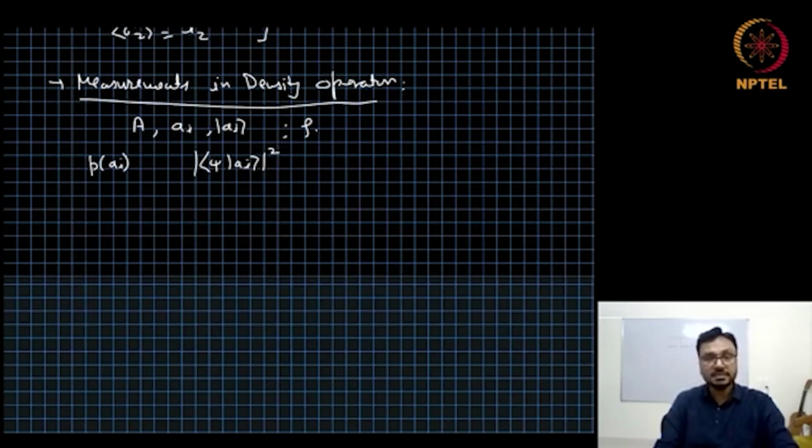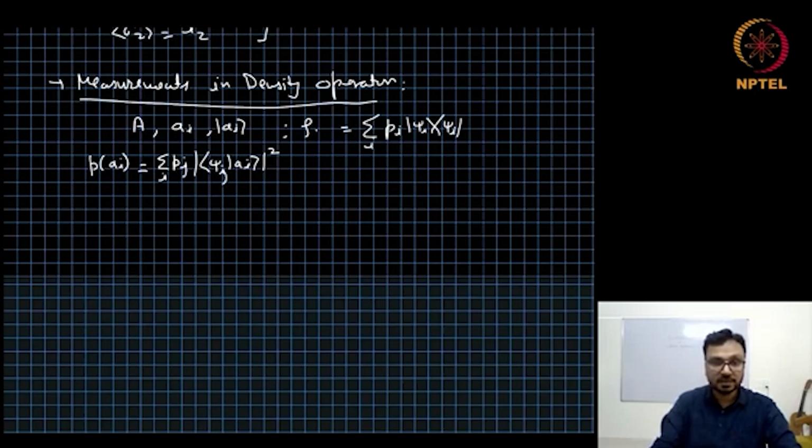For a mixed state, where the mixed state is given by the sum over i of p_i |psi_i><psi_i|, it will be given by the sum over j of p_j |<psi_j|a_i>|^2. We are assuming that for each pure state psi_j, we have the probability |<psi_j|a_i>|^2, and that state itself appears with probability p_j, so the probabilities multiply and we get the average probability of getting the outcome a_i. This is the more generalized Born rule of probability in terms of the density matrix.